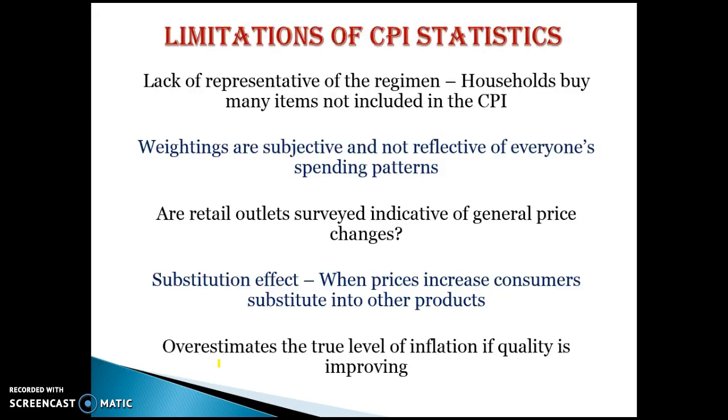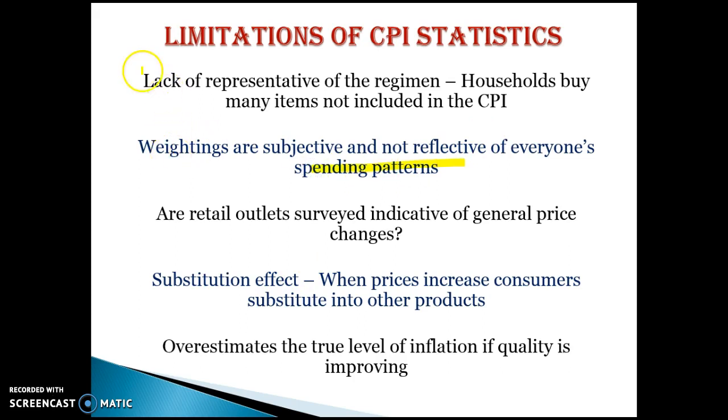Limitations of CPI statistics. So there are problems with using the CPI. Some of those problems include the lack of representativeness of the regimen. So some households may not even buy some of the goods in the CPI. So if the CPI goes up because of tobacco prices increasing and you don't smoke, well, that doesn't have a big impact on your purchasing power. So it's not reflective of your spending. The weightings are not reflective of everyone's spending.